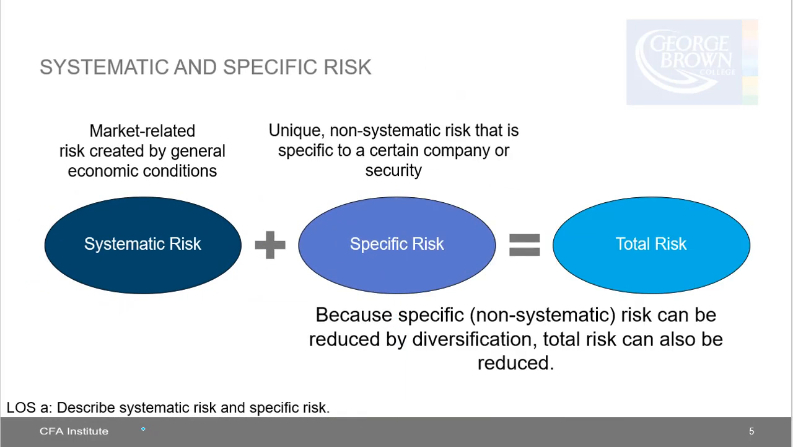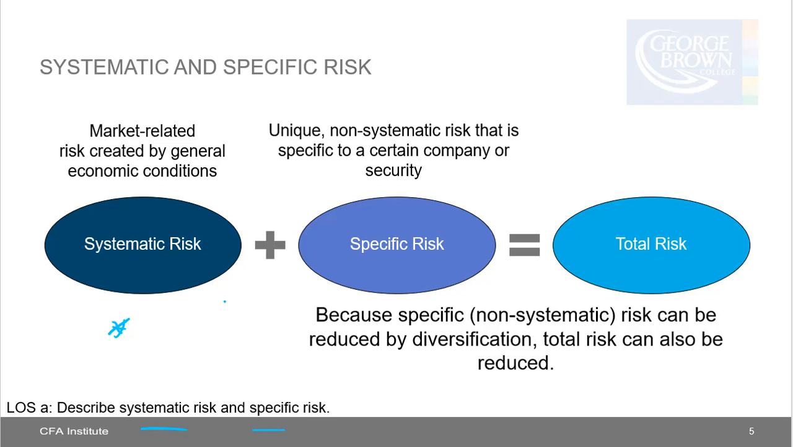Learning outcome statement A is describe systematic risk and specific risk. Okay. So the returns on such investments as shares, bonds, and real estate will be affected by general economic conditions. Returns will also be affected by issues that are specific to the particular investment. So first here we're going to look at systematic risk. The risk created by general economic conditions is known as systematic or market-related risk because the risk stems from the wider economic system, sometimes macroeconomic risk you might have heard of. So, for example, if the economy enters a recession, many companies will see a downturn in their revenues and profits.